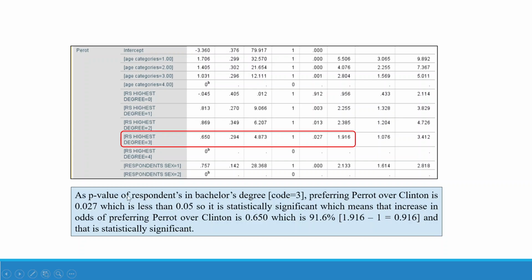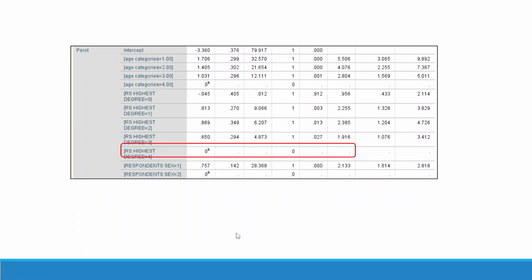Highest degree, 3. As the p-value of the respondents in bachelor's degree, code 3, preferring Parrot over Clinton is 0.027, which is less than 0.05. So it is statistically significant, which means that the increase in odds of preferring Parrot over Clinton is 0.650, which is 91.6 percentage. So 1.916 minus 1 equal to 0.916 into 100, and that is statistically significant.